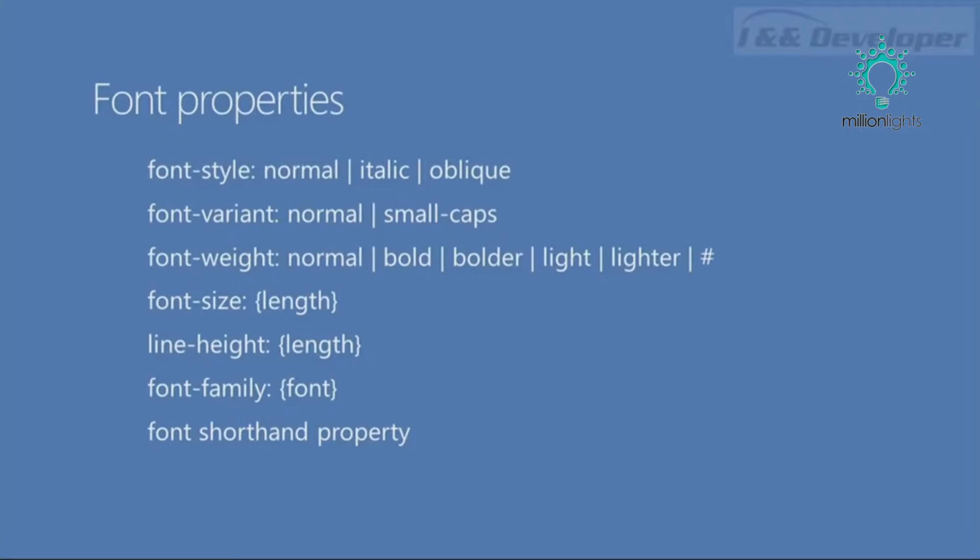And I haven't talked about shorthand properties yet, but a shorthand property is just a way of saving the developer some keyboard wear, right? So you could specify a lot of different properties, or you could just use the shorthand and specify multiple at a time, delimited by spaces.